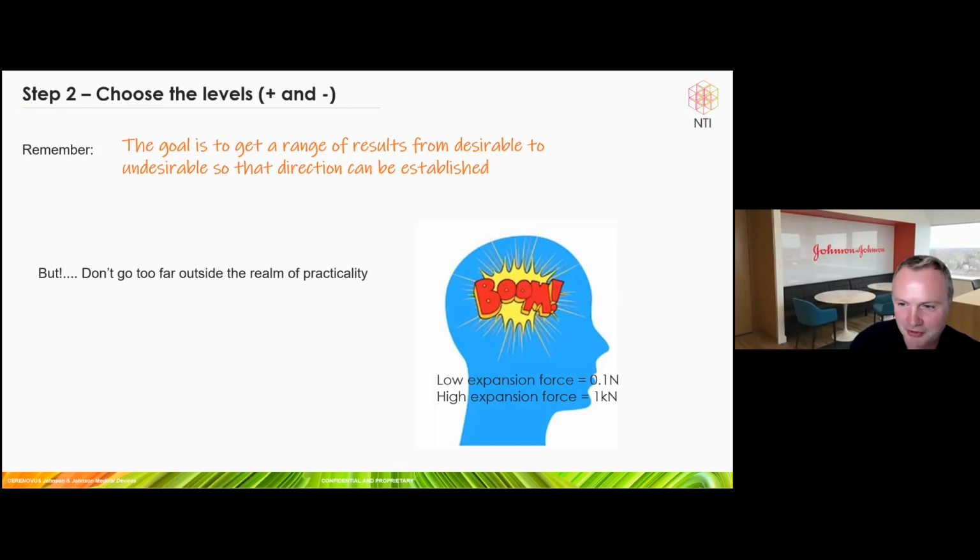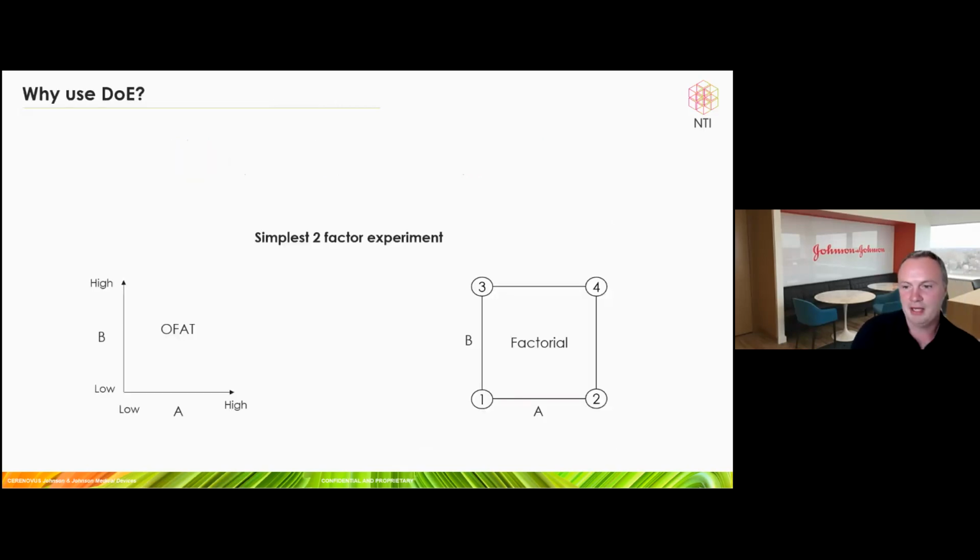For example, here, if you're looking at the expansion force of a balloon, you don't want to go up to 1 kilonewton and use that in the brain, because it's going to cause a lot of damage. So just make sure that it's measured. You want to look for wide ranges, but you want to keep it practical as well. Okay. So okay, we can get into why use DOE versus the old-fashioned approach of just looking at one factor at a time. Okay, so why would we do it?